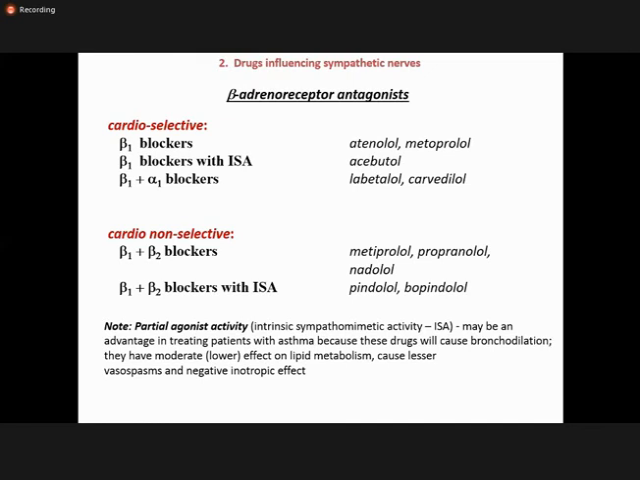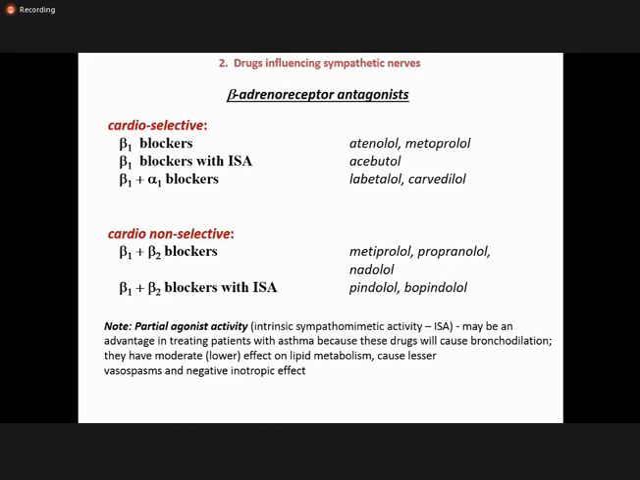Again, there are different beta-adrenergic receptor antagonists, predominantly acting on the heart beta 1 receptor. That means we specifically require a beta 1 receptor blocker to block the cardiac activity, right? Cardio-selective beta blockers. Among beta 1 blockers, we have atenolol and metoprolol. These are the two important examples of drugs that we use clinically, right?